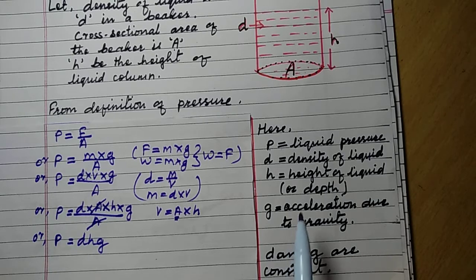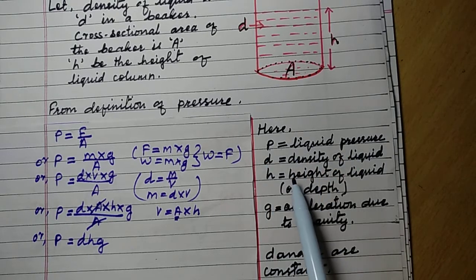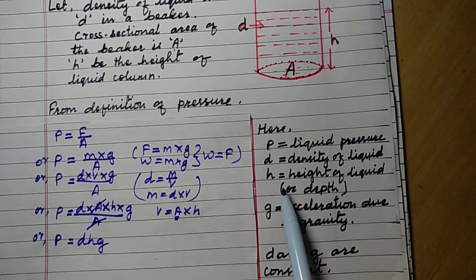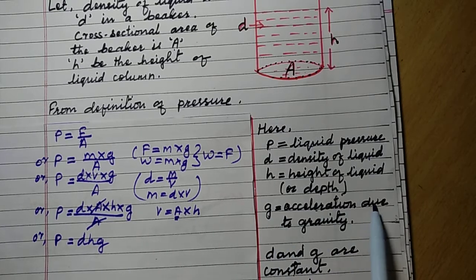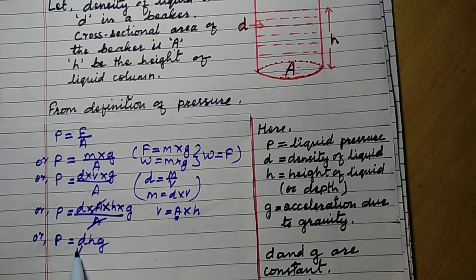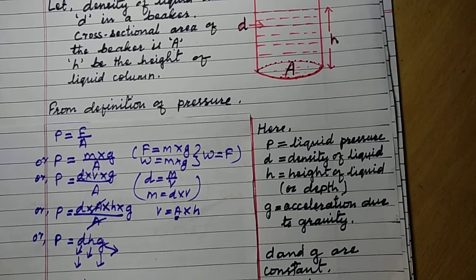So here P is equal to liquid pressure, D is density of the liquid or water if you have taken water in the beaker, H is equal to height of liquid column or depth of liquid column, and G means acceleration due to gravity. So density of the liquid, height of liquid column, and acceleration due to gravity. Now in this formula, density of the liquid and value of acceleration due to gravity at a particular place remains constant. These two are constant. The only variable factor is here height of the liquid column.